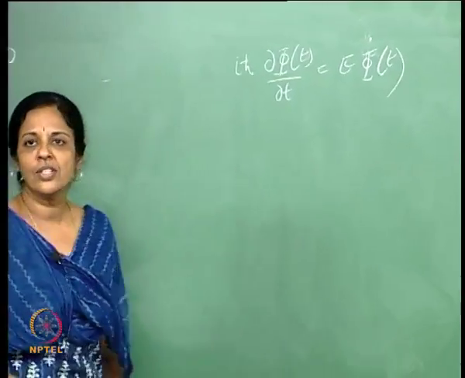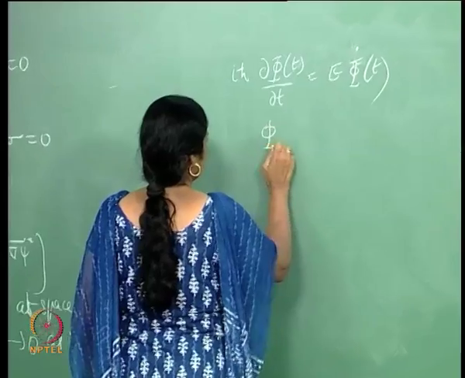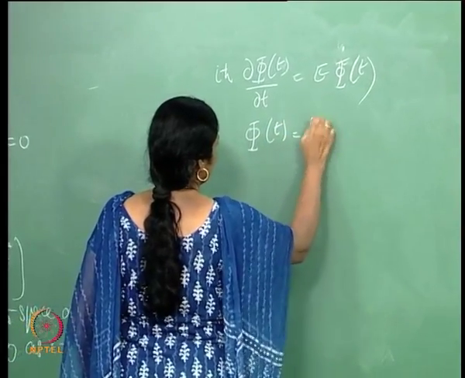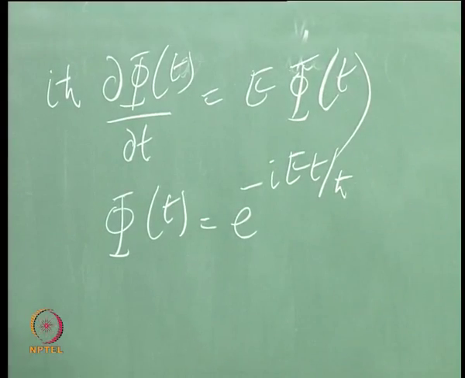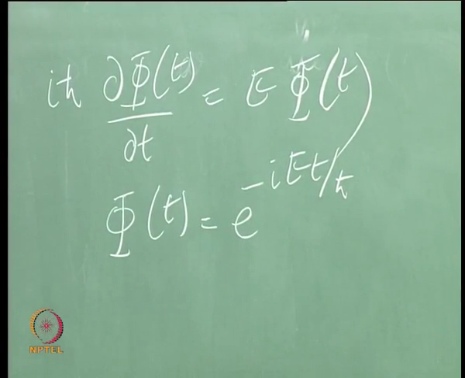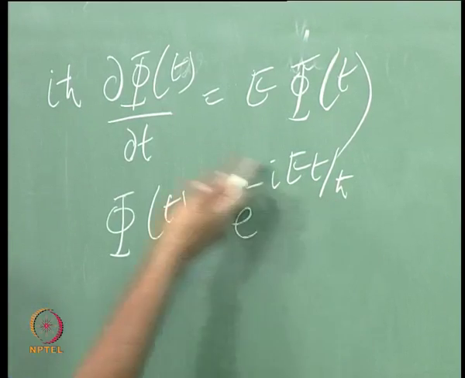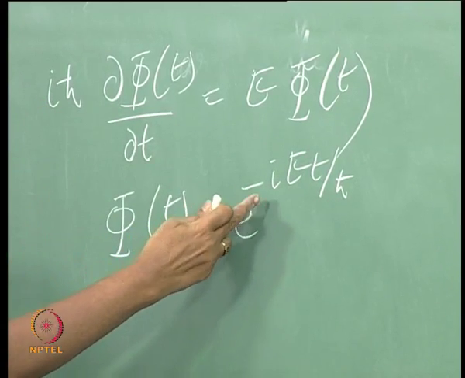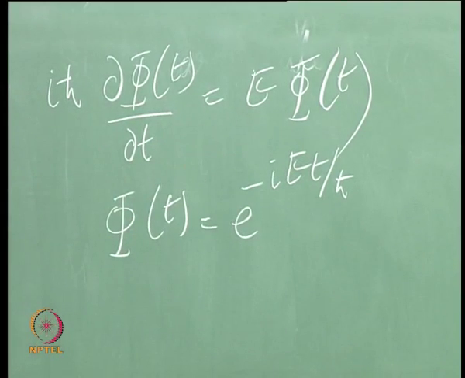The solution to this equation is very simple. φ(t) is simply e to the minus iEt by ħ. So that is all that I have, because the first derivative pulls out a minus iE by ħ. The ħ cancels, and with this I just get a plus. So I have an E φ(t). That is all that there is to it.